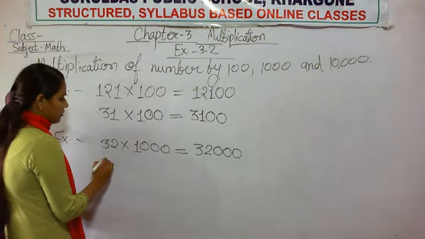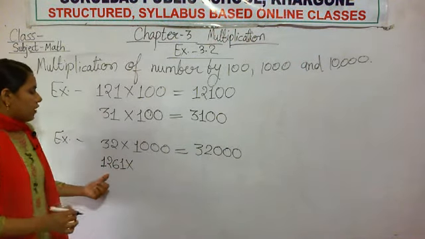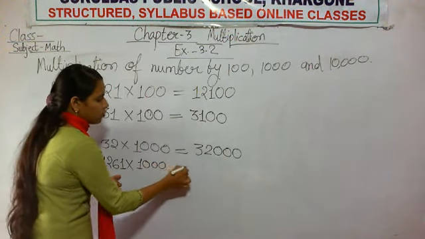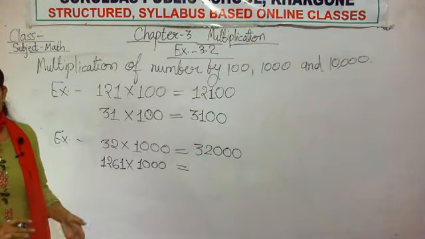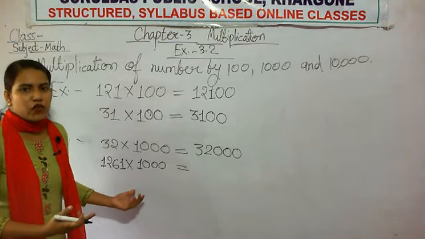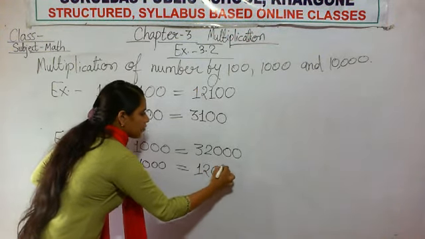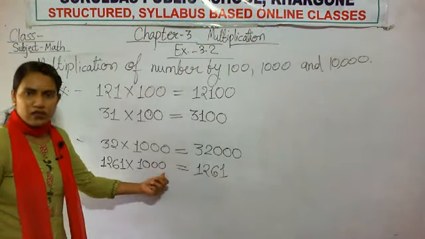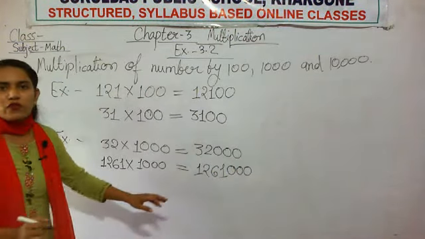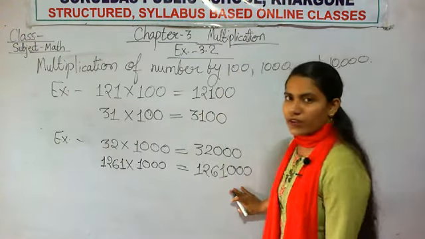If your number is 1261 multiplied by 1000, do not do actual multiplication. Rather than doing the actual multiplication, use the trick. What is the trick? You will write the number 1261 and insert 1, 2, 3 zeros right to the number. You will insert the zeros where? Right at the right side of the number. Okay.